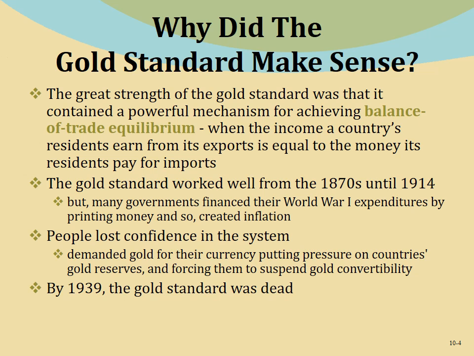So why did the gold standard make sense? The gold standard was effective because it had a powerful mechanism for simultaneously achieving balance of trade equilibrium for all countries. A country has balance of trade equilibrium when the income a country's residents earn from its exports is equal to the money its residents pay for imports.